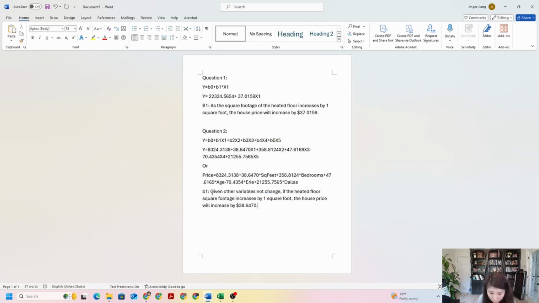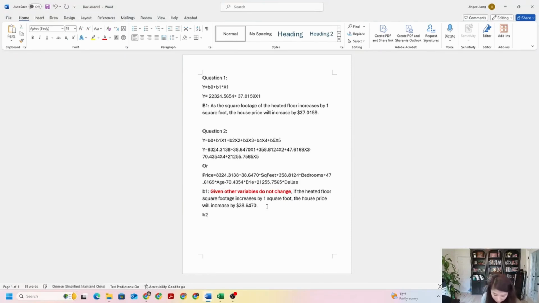Okay, most of the time I saw students forgot this statement. When you're interpreting the multiple linear regression model, it's very important. Keep in mind, you will lose points if you are not including this one in your case study exams, okay?